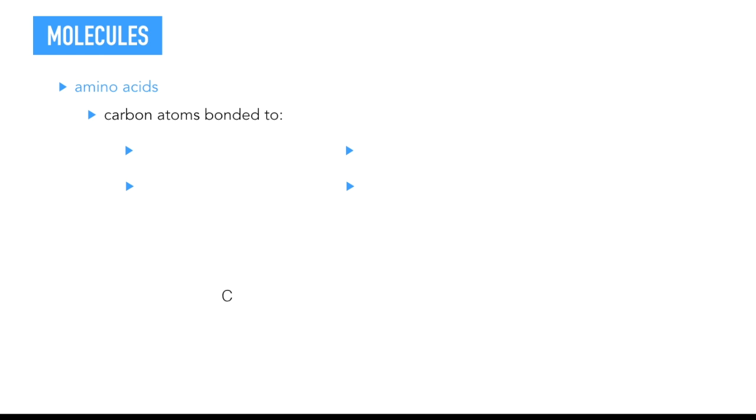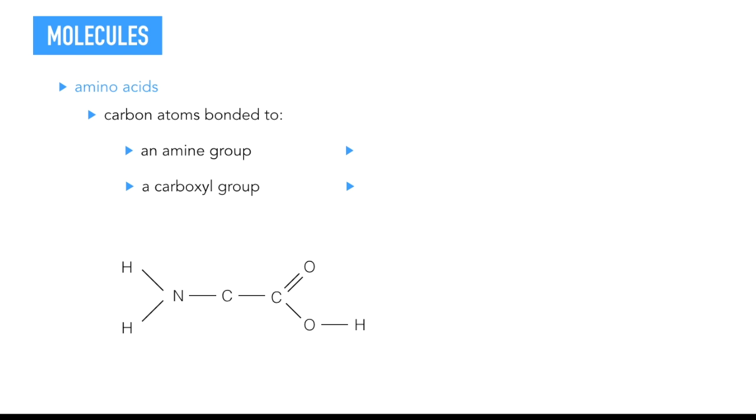Now let's look at amino acids. Amino acids contain carbon that are bonded to 4 things, right? Because carbon forms 4 bonds. First, it's bonded to an amine group. We looked at this group before, right? That's why you guys should remember those groups that I talked about before.